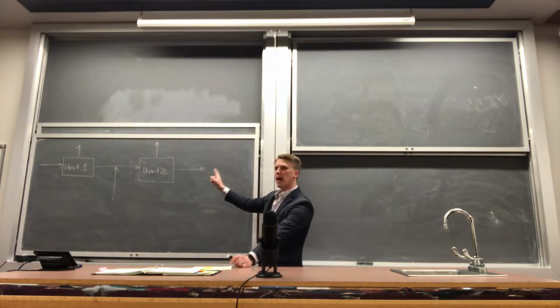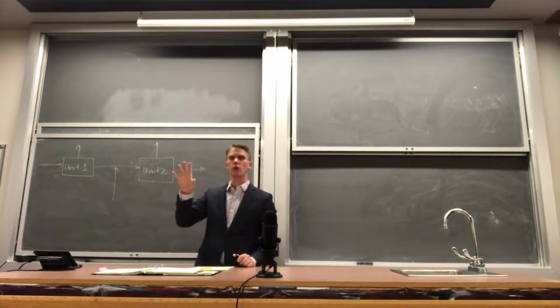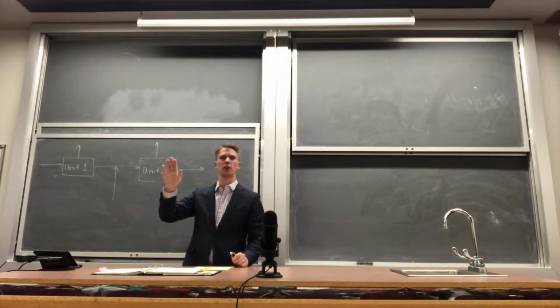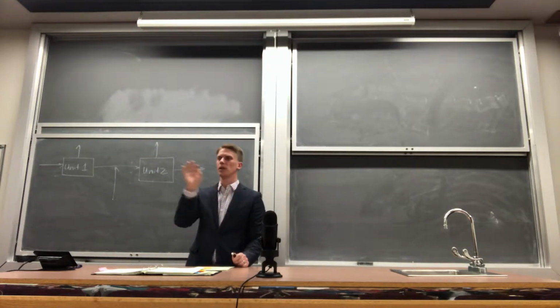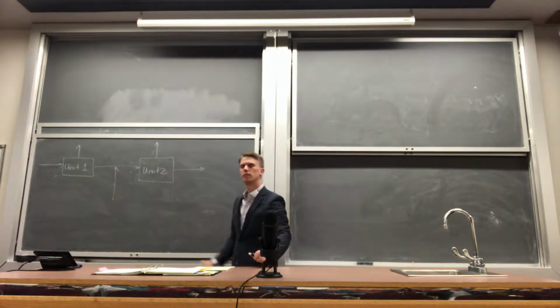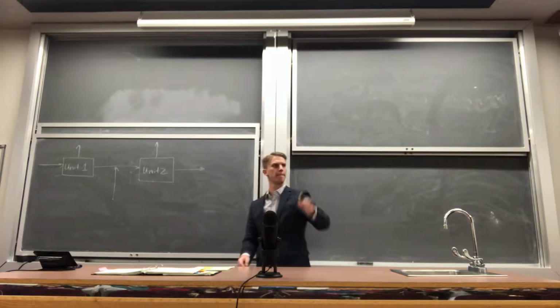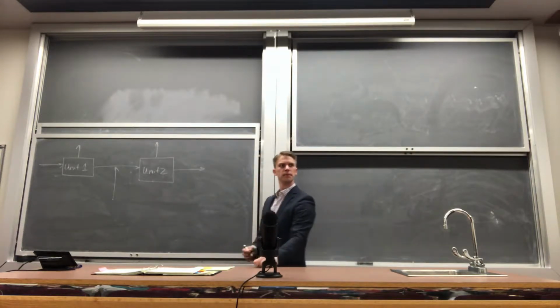How many different balances can we do on this process? If we're going to do a mass balance, like what we did last week on the distillation column, we just had that one unit operation, and we counted all the mass streams in and all the mass streams out. How many can we do on this system? So I heard 3. 1 around unit 1, 1 around unit 2, and 1 total.